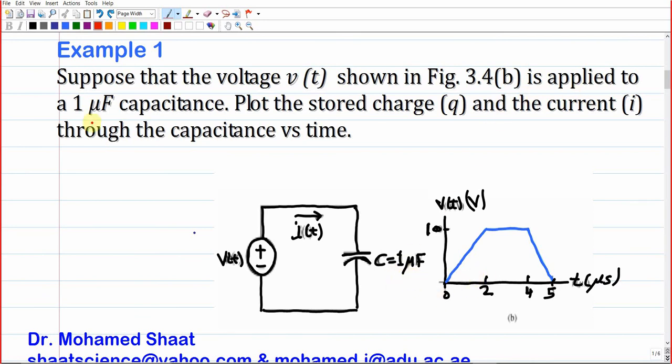So it's applied to a 1 microfarad capacitance. So the capacitance of the capacitor is 1 micro. And if you remember, 1 micro equals 10 to the negative 6. So when we say 1 microfarad, it means this is 10 to the negative 6 farad. Make sense? Because we have to get rid of the micro. And usually this is a conventional value for any capacitor, that it basically comes in the micro scale, like 1 micro, 10 micro, 100 microfarad, and so on.